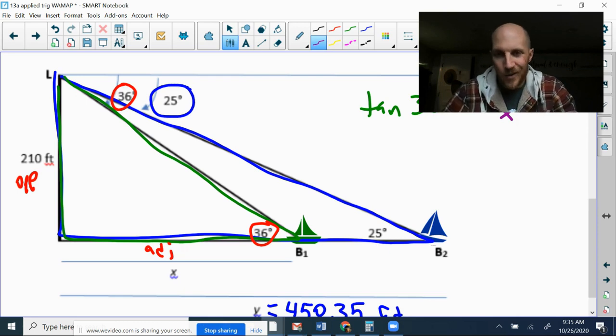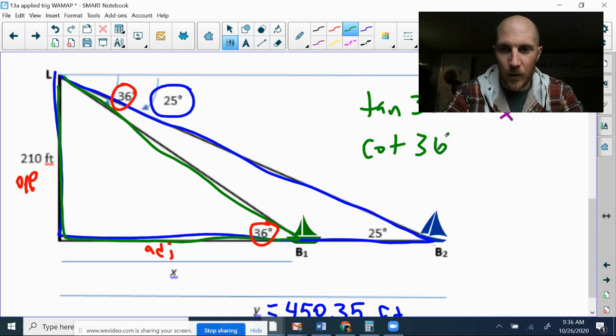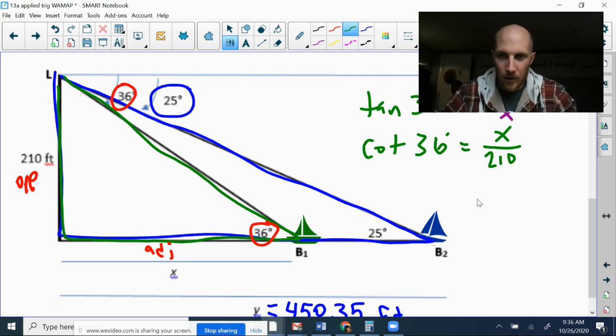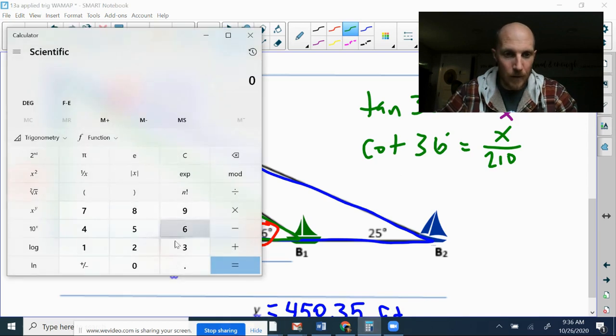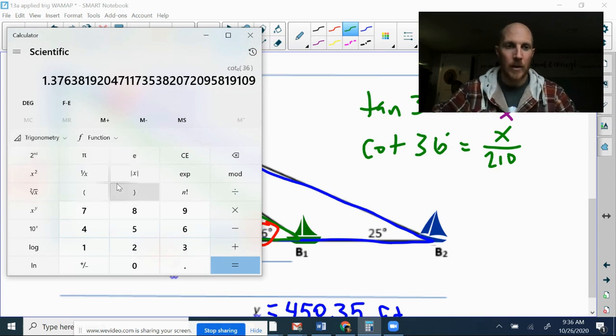Okay, I still don't want that variable to be in the denominator. So could I continue with the problem as I have set it up? Yeah, absolutely, you could. I want to use cotangent because I want to save that one algebra step. So adjacent over opposite. So I'm going to get x over 210. And then I will need to calculate the cotangent of 36 degrees. Just so we have the answer and we know what we're aiming for and we're not going to get confused, I'm going to hit cotangent on my calculator. So 1.38.